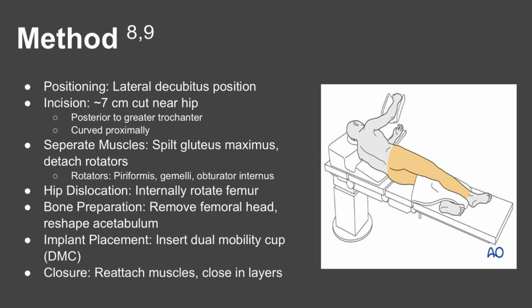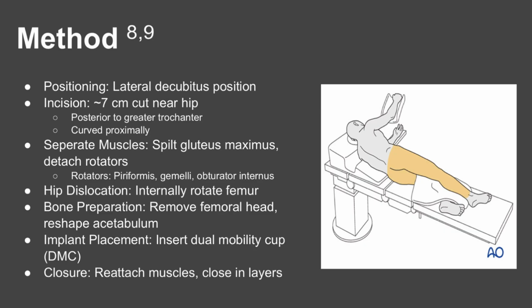Then after the soft tissue structures are released, the femoral head will be dislocated. This is done by internally rotating the femur, which will help allow the femoral head to pop out of the acetabulum. And this will help provide full access to the hip joint for the next phase of the procedure.